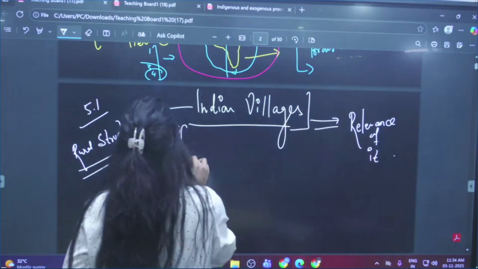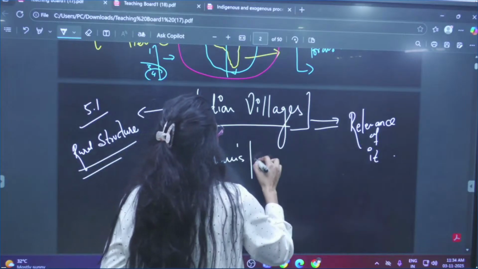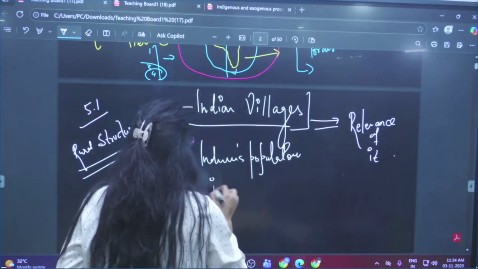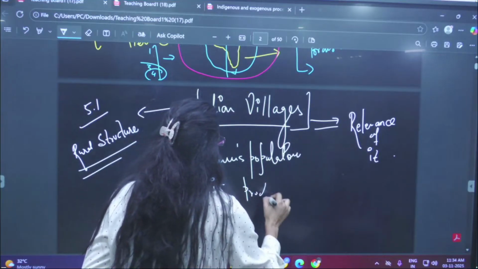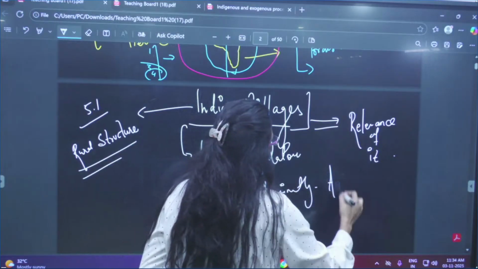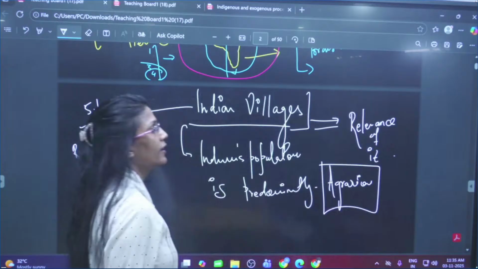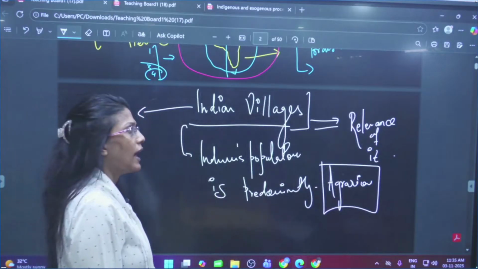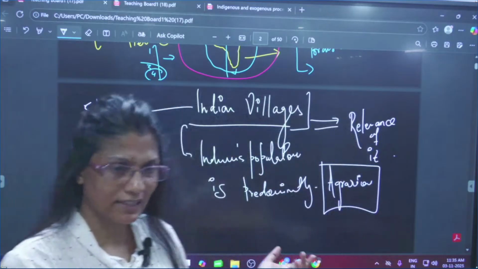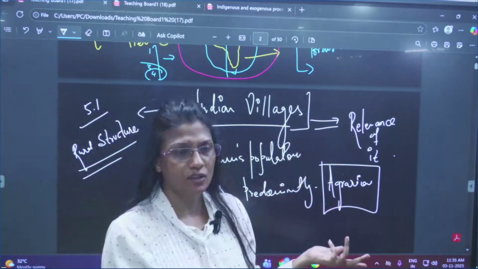You would say that India's population is predominantly agrarian, right? And for our context, we are going to have some history of village studies in India. Why is it important? Because we are mainly agricultural.